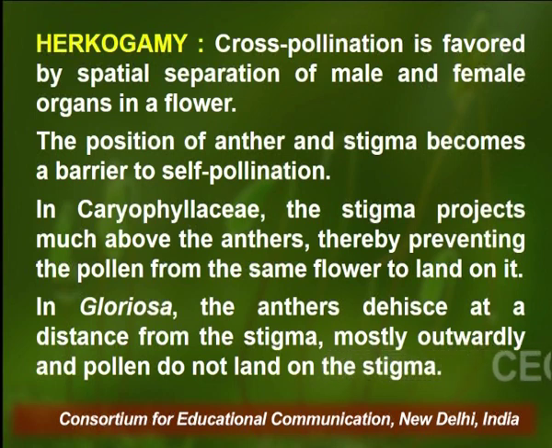Now, when the stigma is much above the anthers, whenever the anther dehisces, it is difficult for the pollen to reach up to the stigma because the stigma is at a higher level. So, it prevents the pollen from the same flower from landing on the stigma. Another example is Gloriosa, where the anthers dehisce from a distance from the stigma.